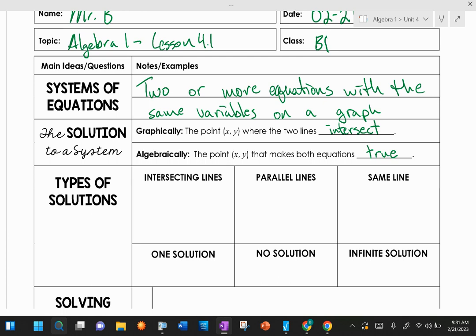Okay, so some different kinds of graphs that you'll see. Intersecting lines. Parallel lines. And this is just how this is represented. In actuality, you wouldn't see anything different, but same lines.